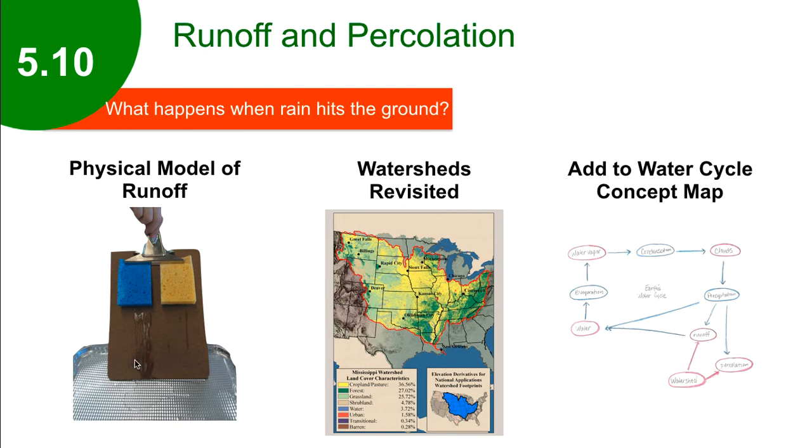Runoff is such an important process for carrying trash and pollution, so we revisit the idea that all water in a watershed collects in the same place. If it's a watershed as big as the Mississippi River, the water and anything it's carrying all ends up in the ocean. And we add these runoff and percolation concepts to our water cycle concept map.